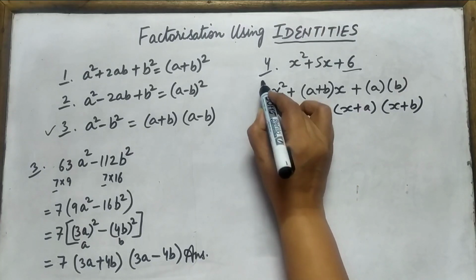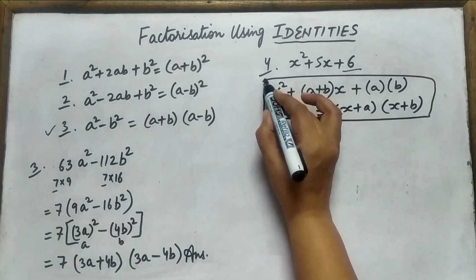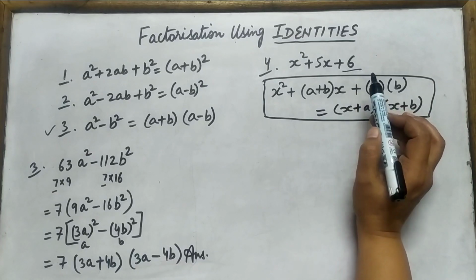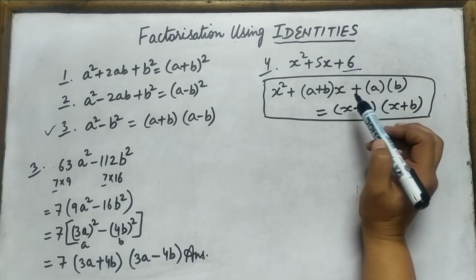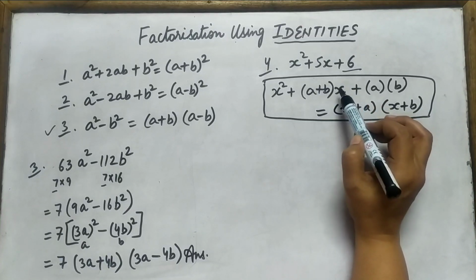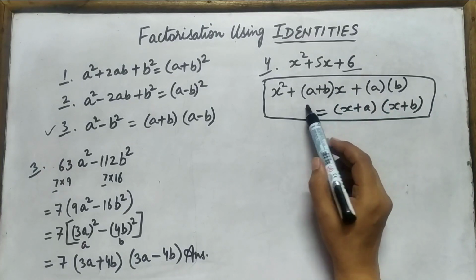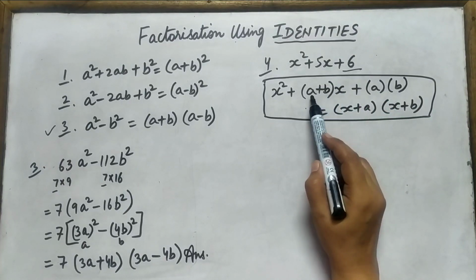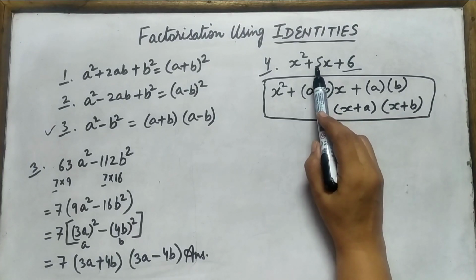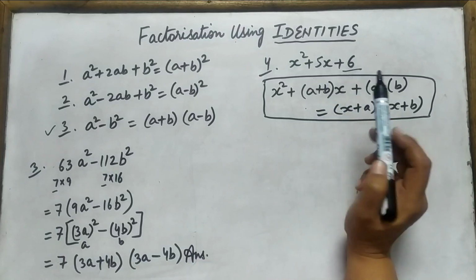Let us see how we will use this formula or identity for solving the sums where b square is not there. What we have to do is, the coefficient of x, we have to split it into two terms a and b, such that their sum is the middle term, the coefficient of x, and the product of these two terms is the constant term.